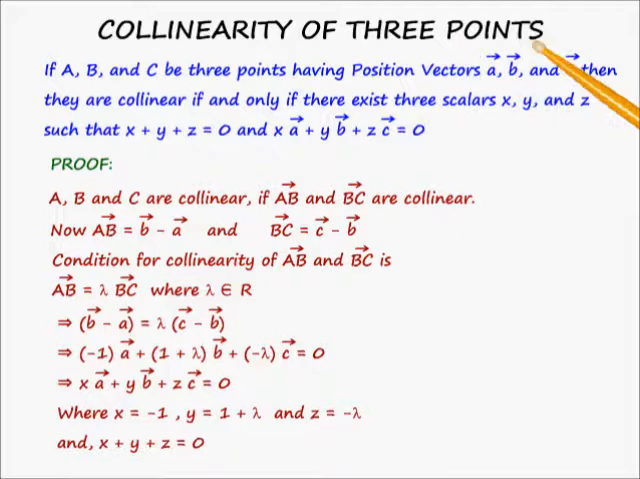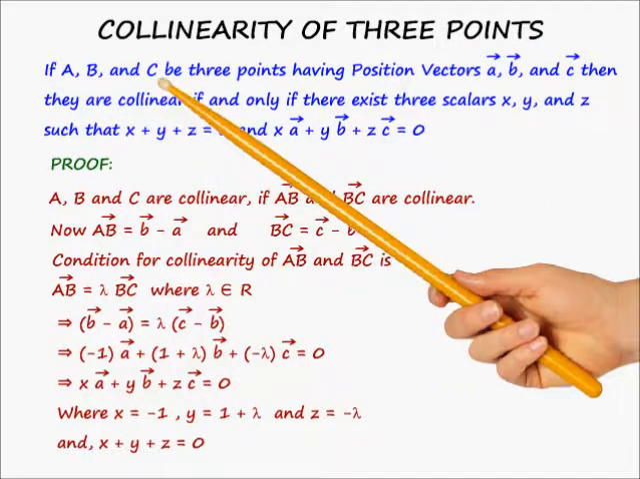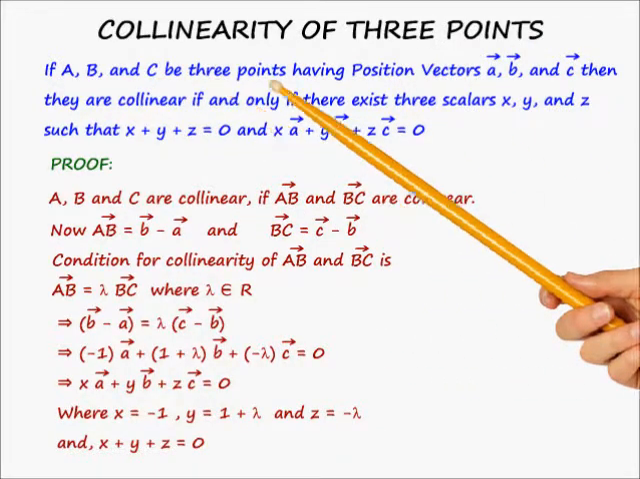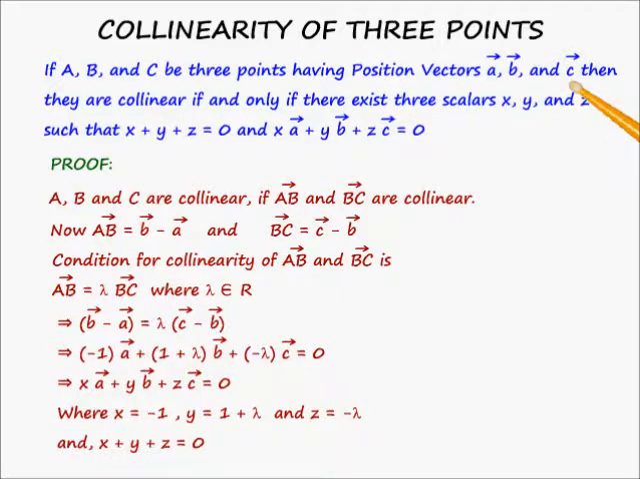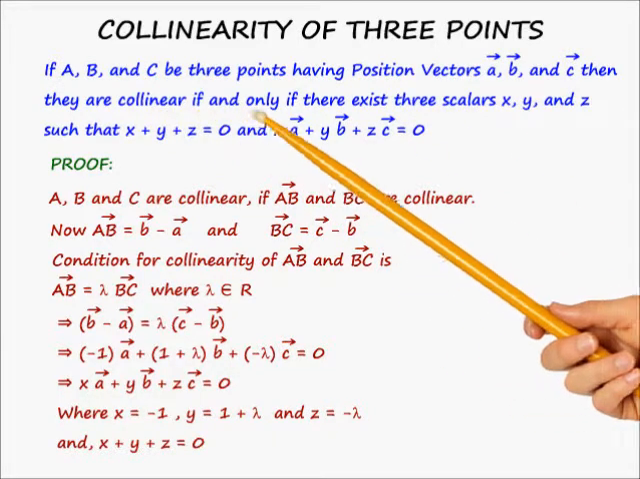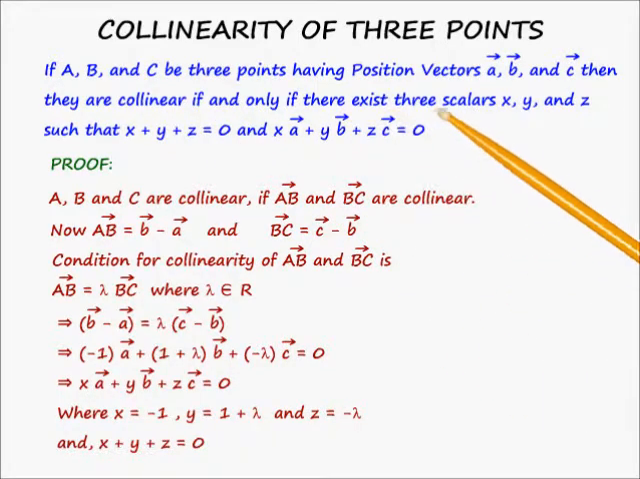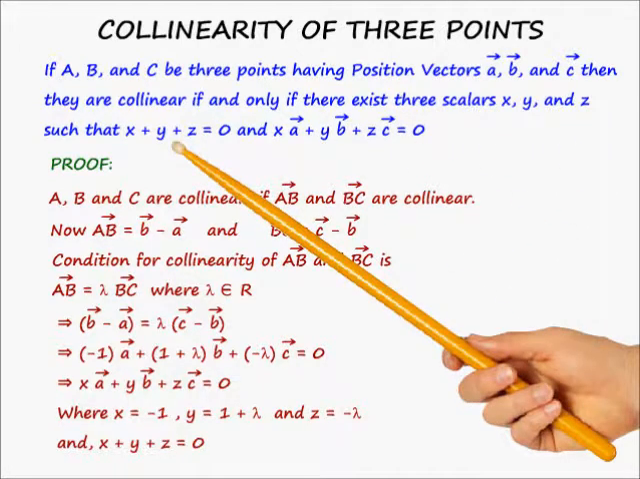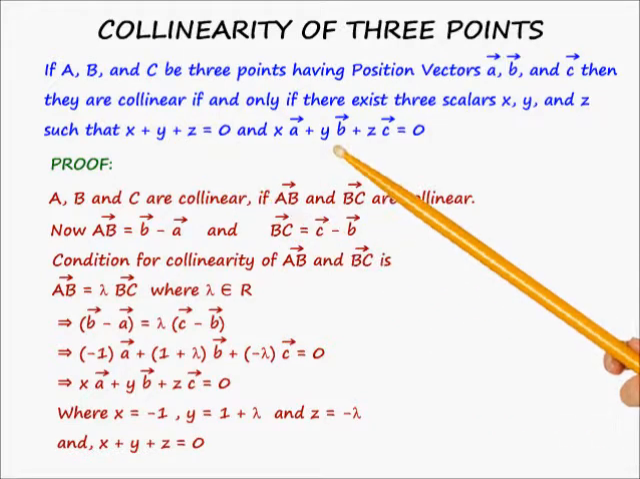Collinearity of 3 points. If A, B and C are 3 points having position vectors A, B and C, then they are collinear if and only if there exist three scalars x, y, z such that x plus y plus z is equal to 0 and xA plus yB plus zC is equal to 0.